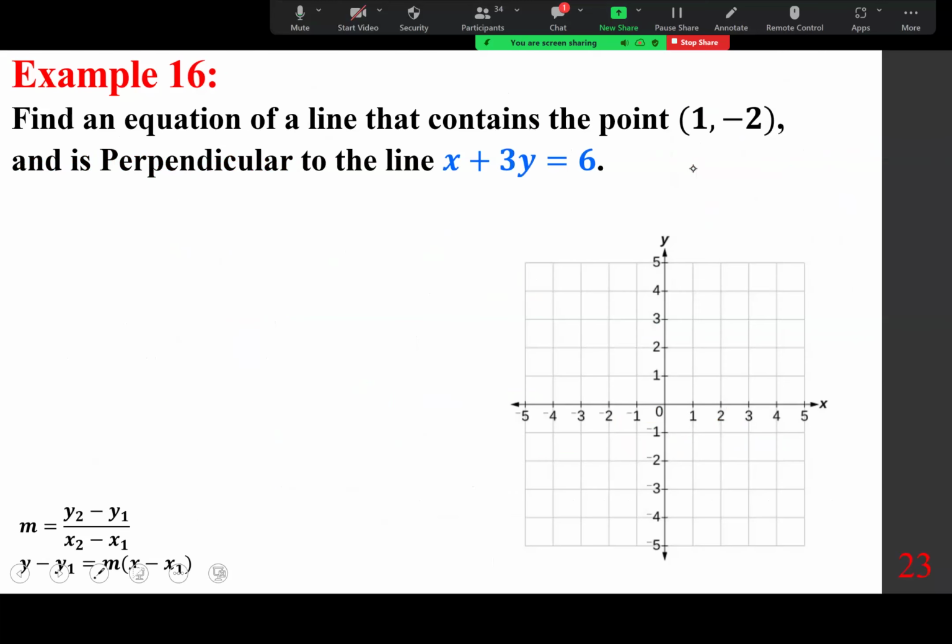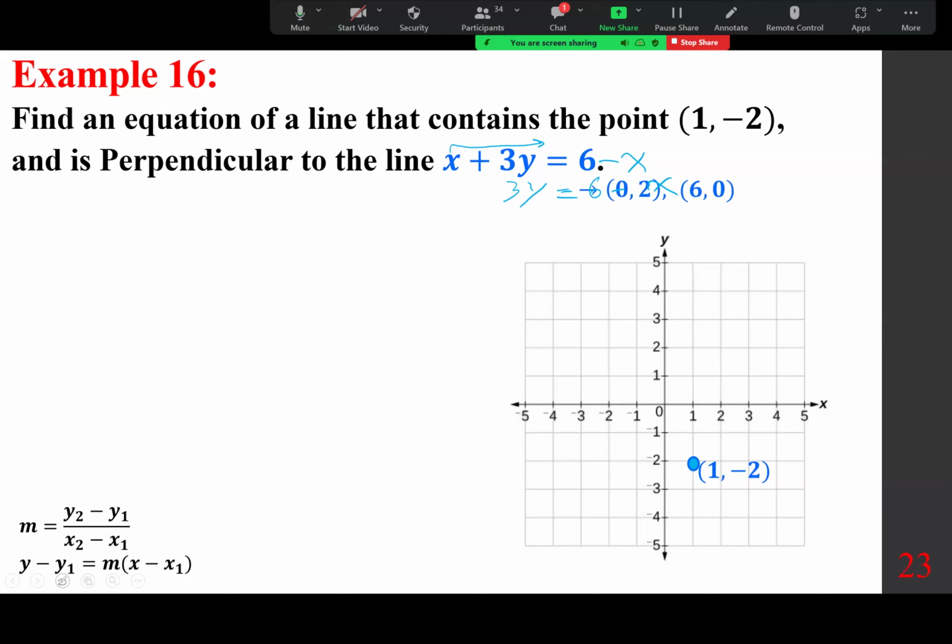All right, let's continue. Find an equation of a line that contains this pair, 1 comma negative 2, and is perpendicular to this line. So we have to solve for y, which means move the x and then divide by 3. If you divide by 3, this is the pair, by the way, you can find those two pairs.